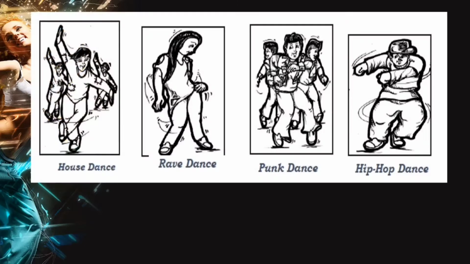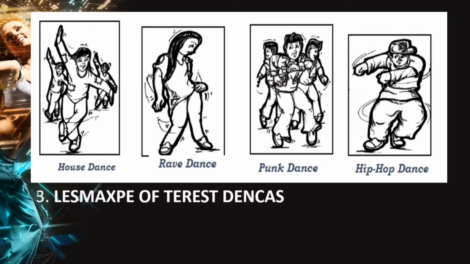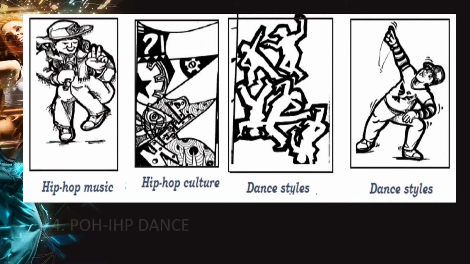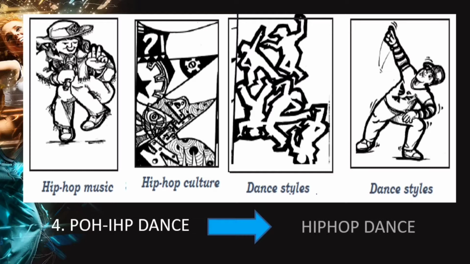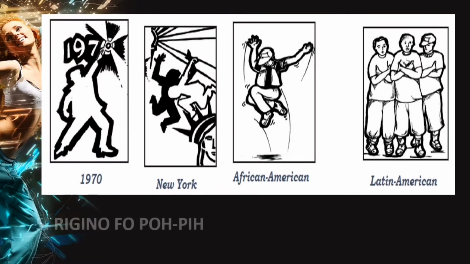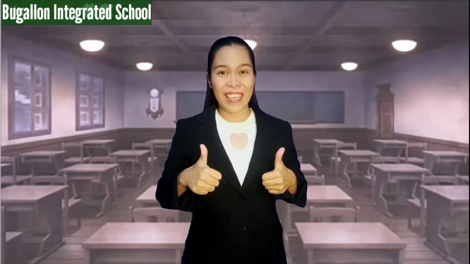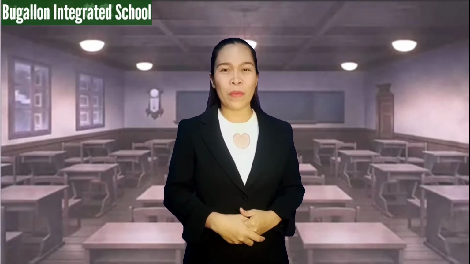Number 3. Good job! The correct answer is examples of a street dance. Number 4. You nailed it! It's hip-hop dance. Number 5. Perfect! The answer is origin of hip-hop. Great job, students! Now you have the basic information about our topic for today.